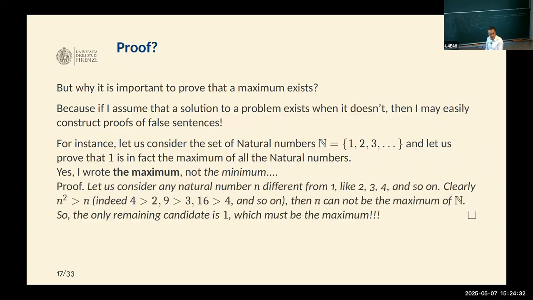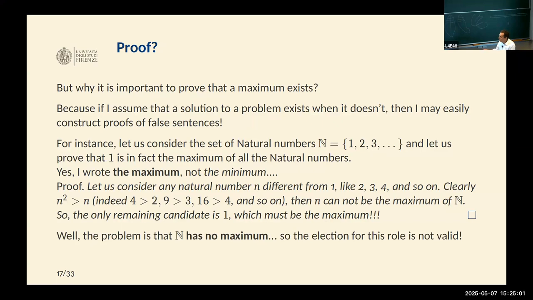Assume a maximum exists. Then let us consider any natural number n which is not 1. Then can it be the maximum? No, because maximum means that there is no number greater than it. You take n squared, and the square is greater than n, so n cannot be the maximum. Then if a maximum exists, since it cannot be any number different from 1, it must be 1. So what's wrong? This argument is good. There is no mistake in this argument. The mistake is in the beginning: there is no maximum. So you cannot just prove that the maximum is this way if you don't know that the maximum exists.